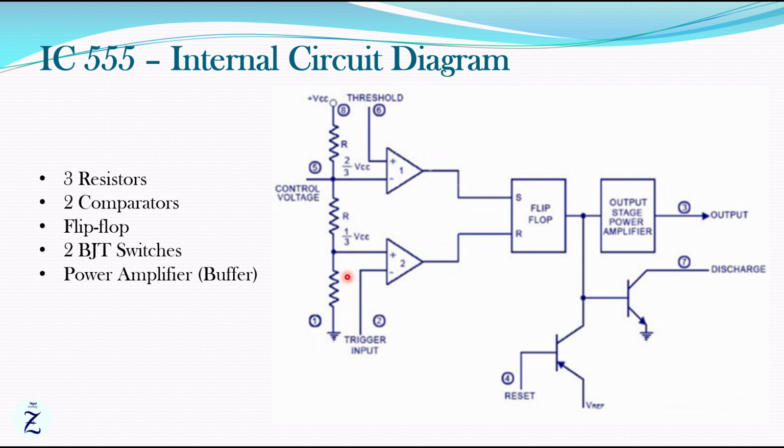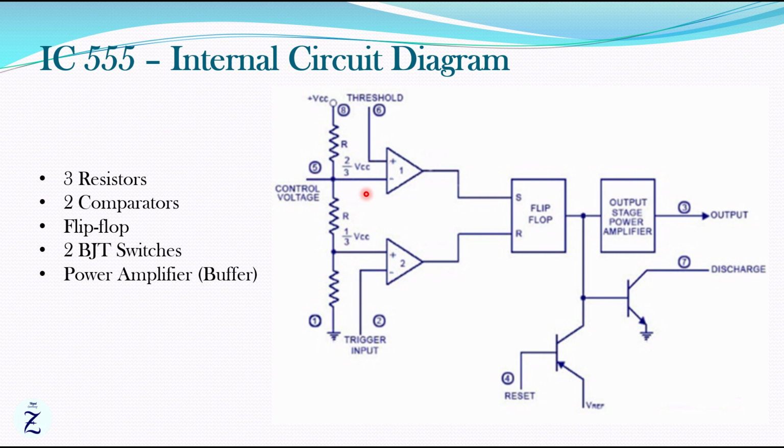Then we have these resistors in series. These resistors have the same resistance value, which is 5K. Hence the voltage across each resistance will be equal, that is VCC by 3. The voltage at this point will be VCC by 3 because we have a single resistance between this point and ground. Also, the voltage at this point is 2 VCC by 3, as we have 2 resistors between this point and ground.